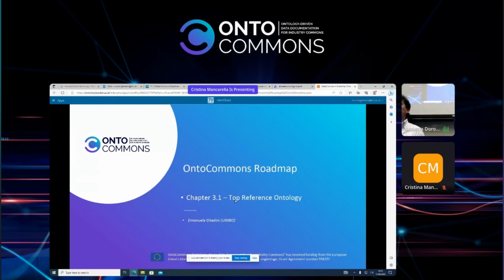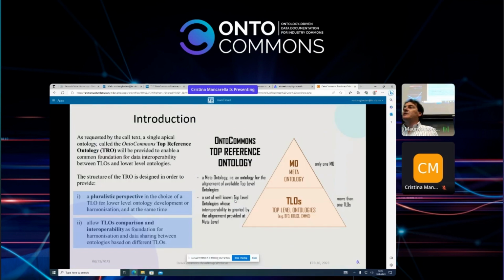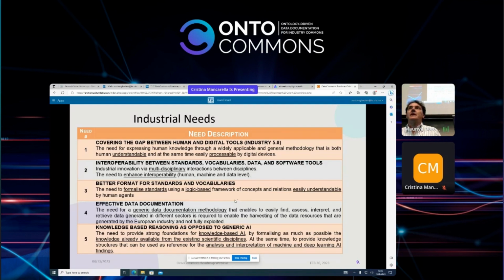Thanks, Hedy. In chapter 3.1, we address the top reference ontology, which is the part of the OntoCommons ecosystem that proposes a set of top-level ontologies together with the alignment between them, in order to create a pluralistic perspective that allows hosting ontologies belonging to different top-level references. So what can this part of the ecosystem provide, and what types of needs can it address? For example, the first one is covering the gap between humans and digital tools, because an ontology is something that is understandable by human beings, but also computable and processable by digital devices. It can also improve interoperability between standards, vocabularies, data, and software tools, and promote innovation via multidisciplinary interaction.